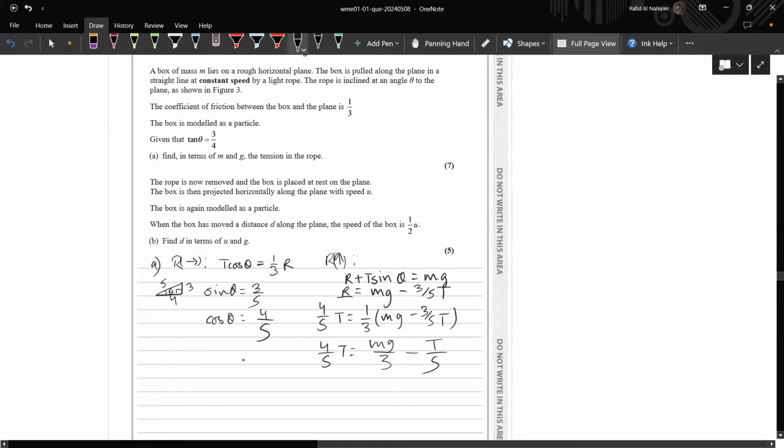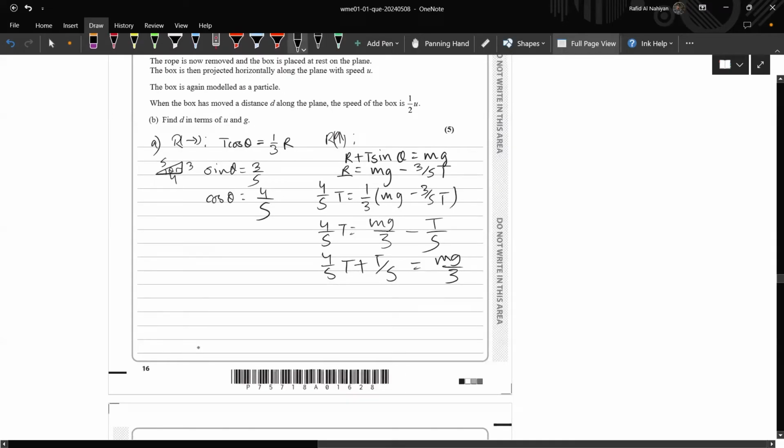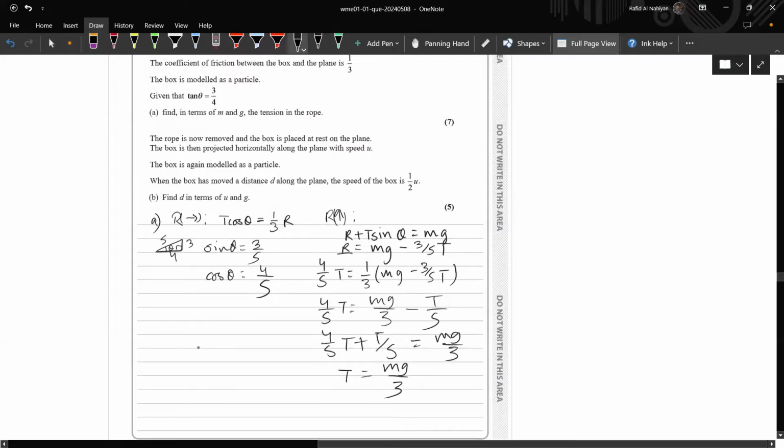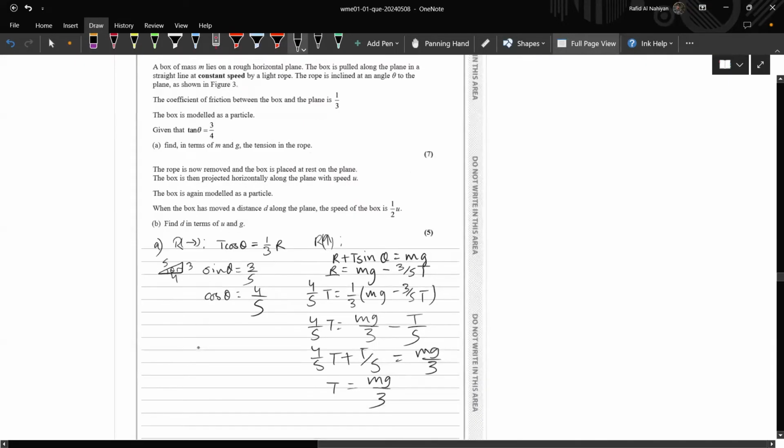So if I just take this to the other side, I get this, and 4/5 plus 1/5, that is going to be T, which is equal to mg by 3. I think that's what they wanted. Okay, yeah, that's the tension, and I found the tension, so that is my final answer.